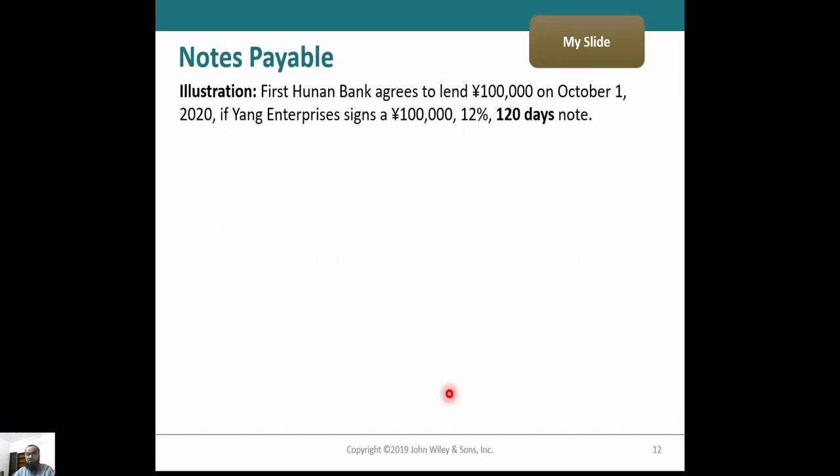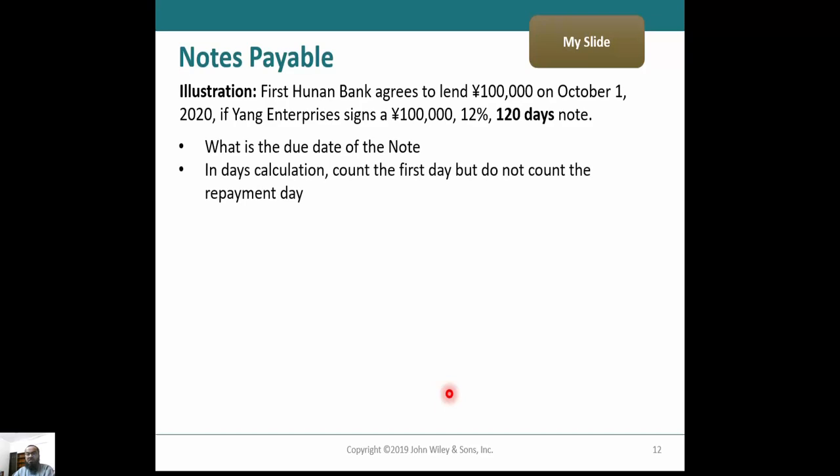Now for the calculation of the due date. In days calculation, count the first day but do not count the repayment day. It means for 120 days calculation, we will count the first day, October 1, on which the transaction is taking place. But the repayment day will be on the 121st day, right? So 120 days have to be completed for the entire loan.